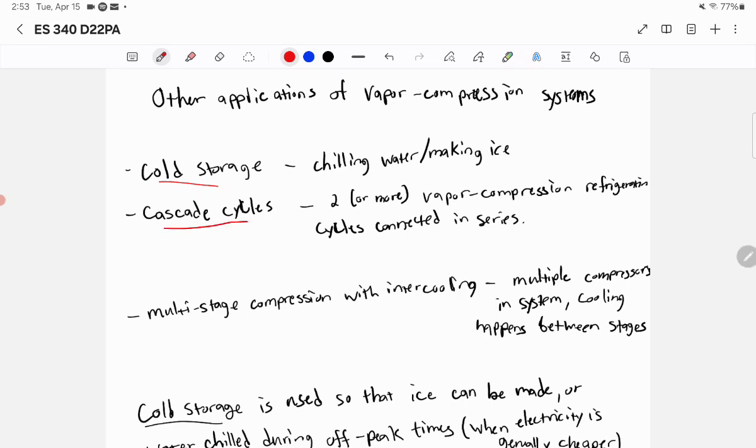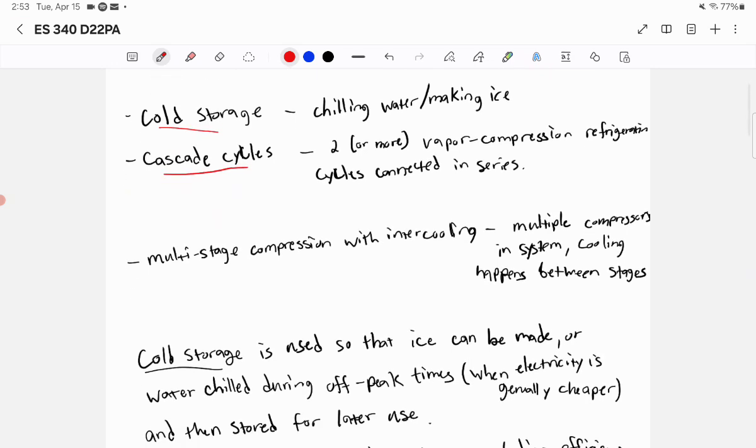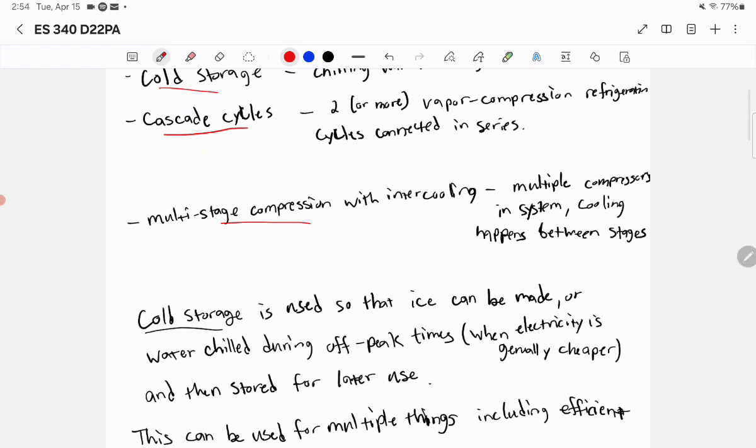Cascade cycles. These are examples where the idea is to actually stack multiple vapor compression units together, connecting them together in series via some kind of thing like a heat exchanger or whatnot. And multi-stage compression with intercooling, which is a similar kind of idea to the cascade cycles, but accomplished in a different way.